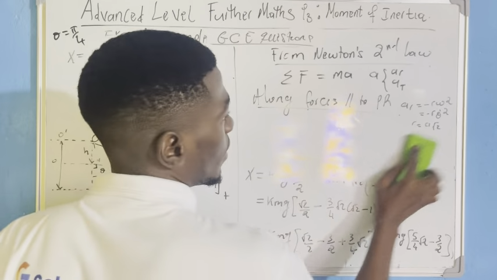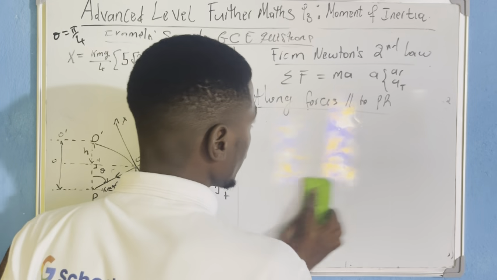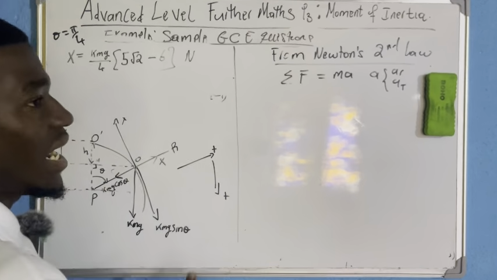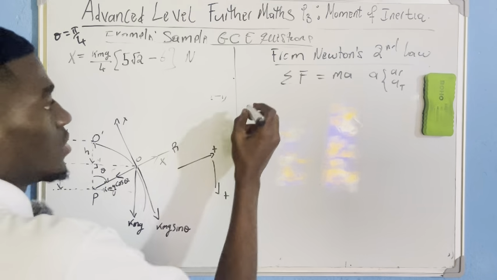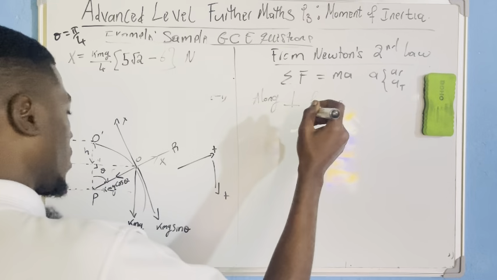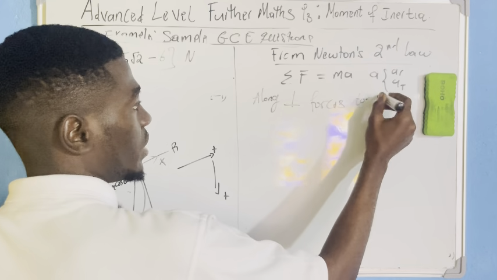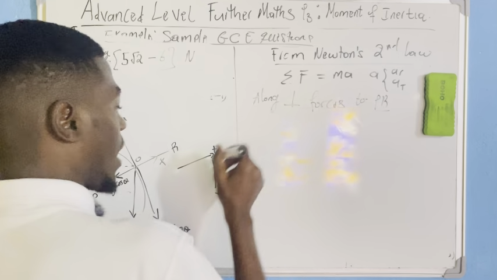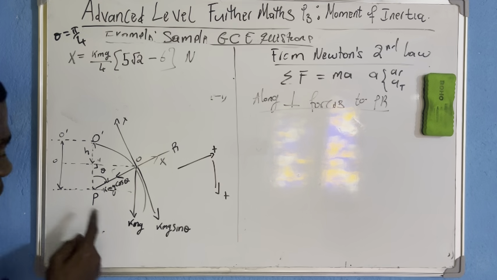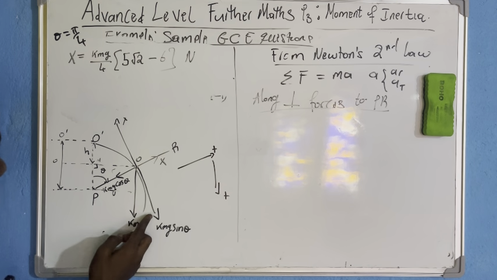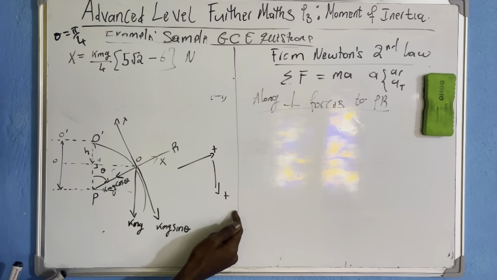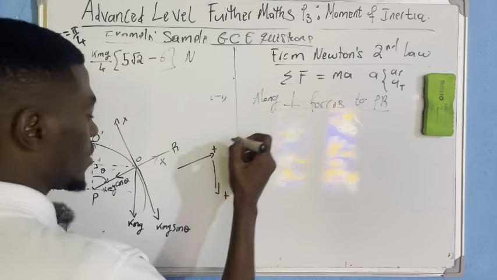Now, without wasting time, let us go and find the value of Y. To find the value of Y, I will apply Newton's second law along the perpendicular components. So let us apply along forces perpendicular to PR. Along perpendicular forces, summation of F will be simply equal to what? Which forces are perpendicular here? We have kmg. Now kmg will become positive. Look at my positive references here.